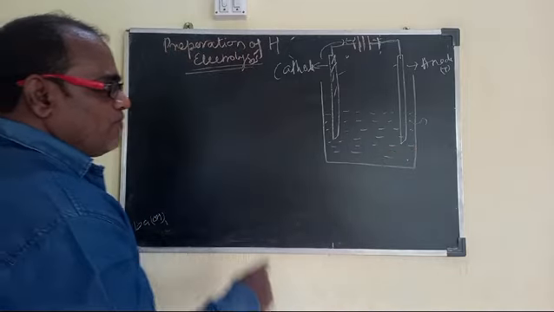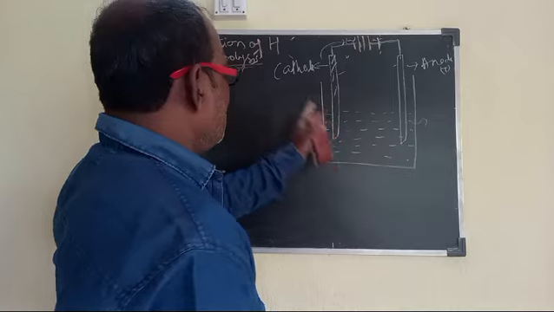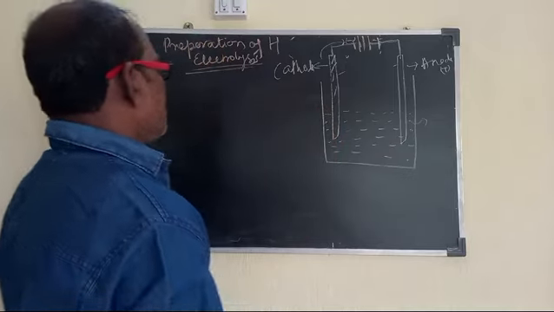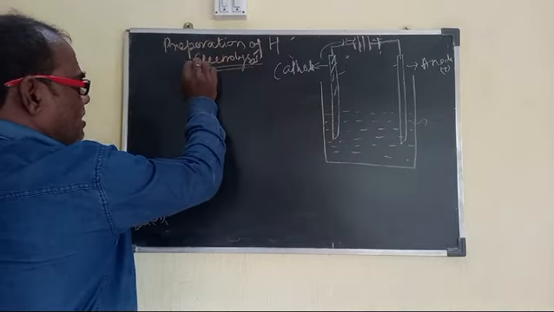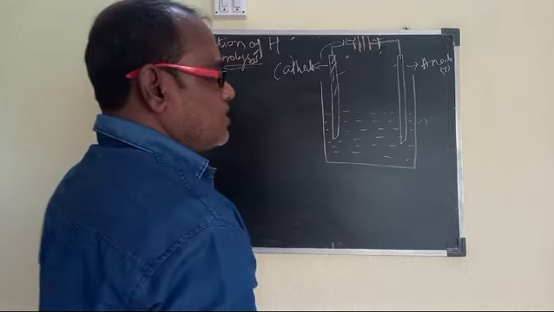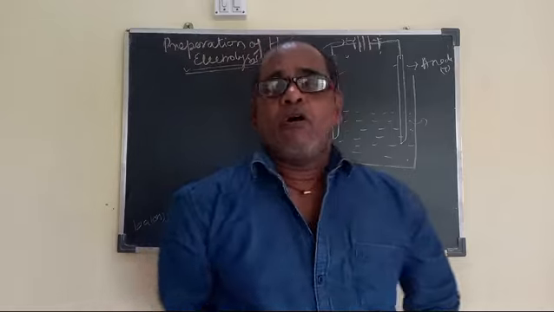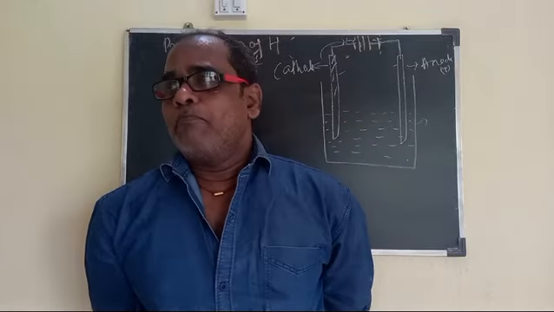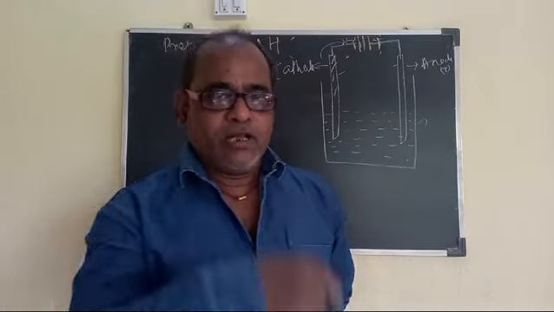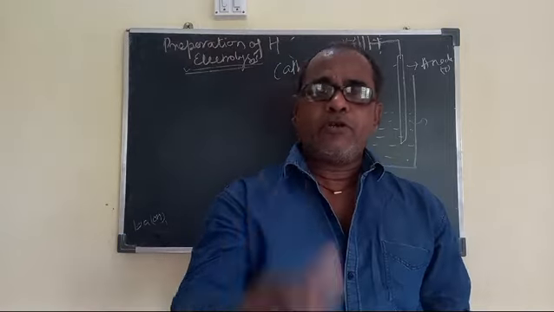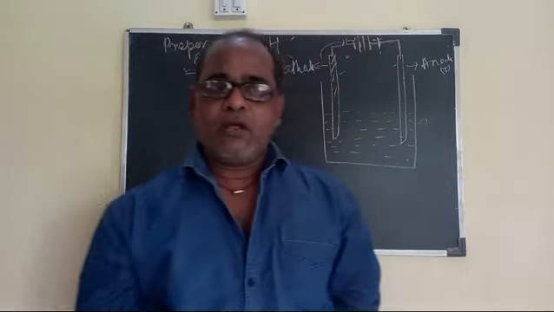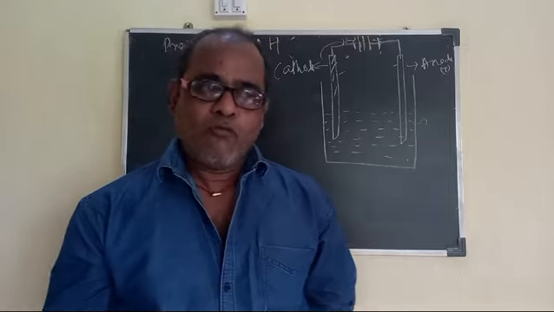Now one more thing we have to understand: today we are going to prepare hydrogen by the process of electrolysis. In electrolysis, pure hydrogen can be formed through an electrolyte of barium hydroxide. Of course, barium hydroxide is not in your syllabus. So we'll try to find it out with the electrolysis of water.